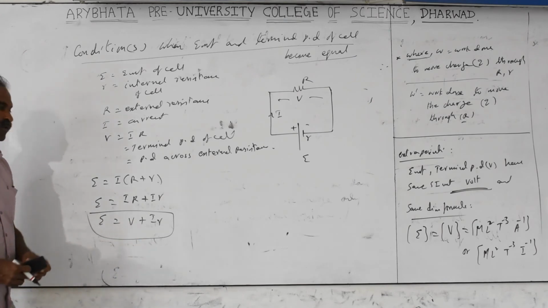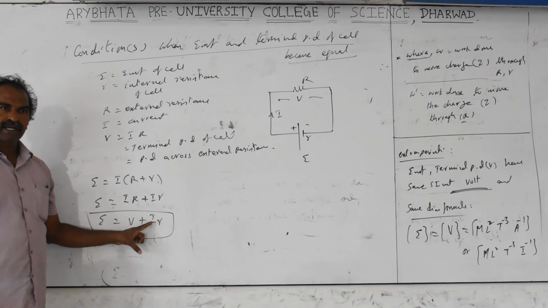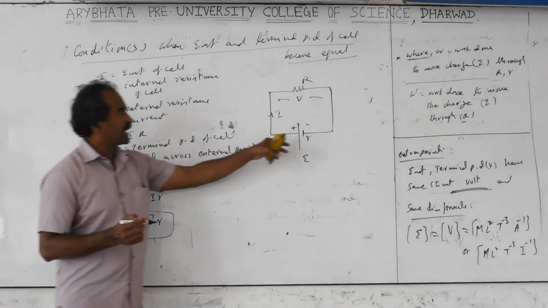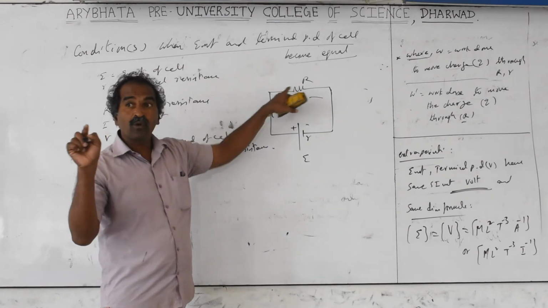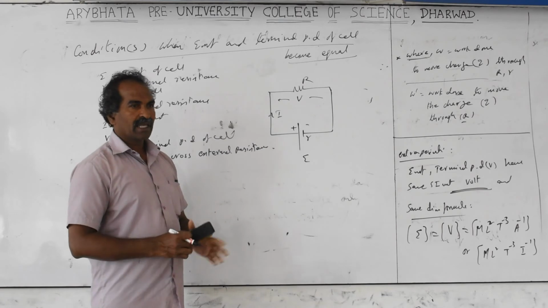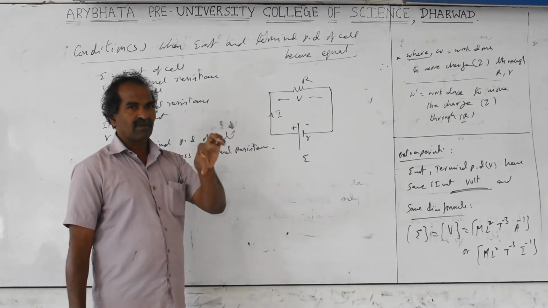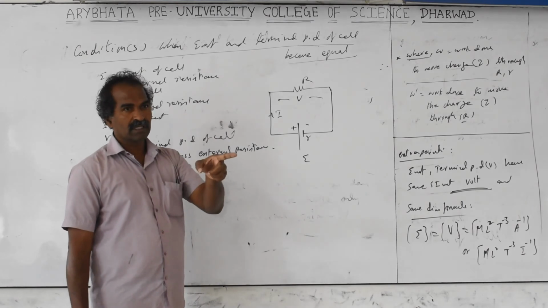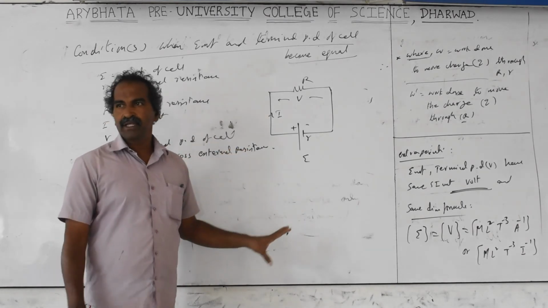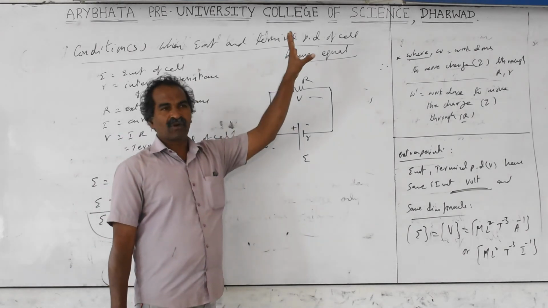When the cell is an open circuit, there is no current. Resistance is counted only when current passes through it, because resistance is something opposing the motion. If the current is not passing, you should not consider the resistance. If current is not passing, that resistance should not be taken into consideration. That is the open circuit case.